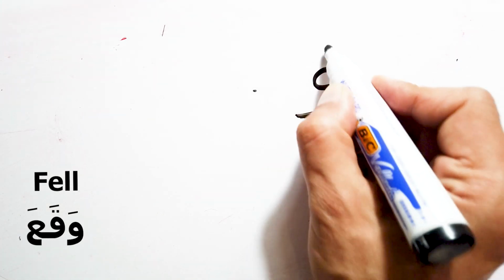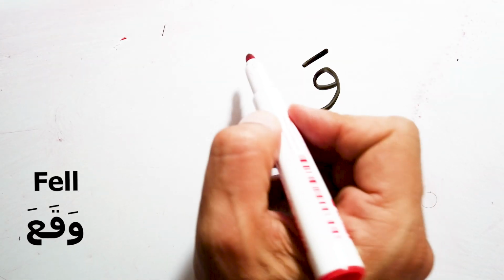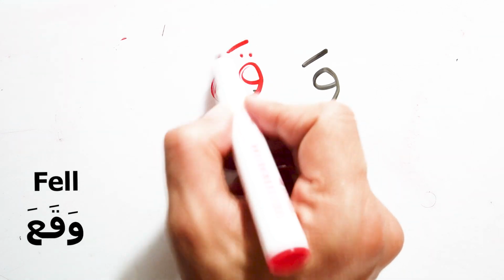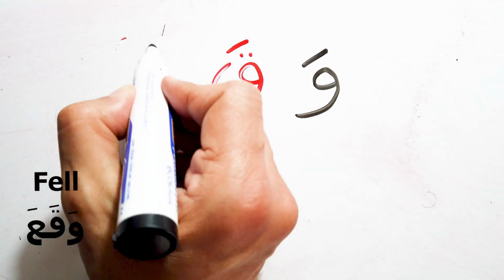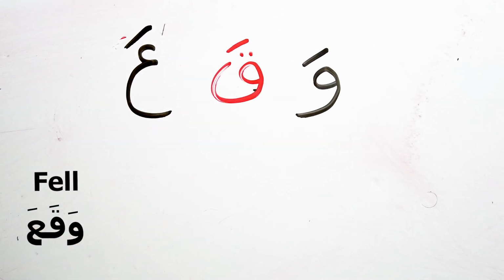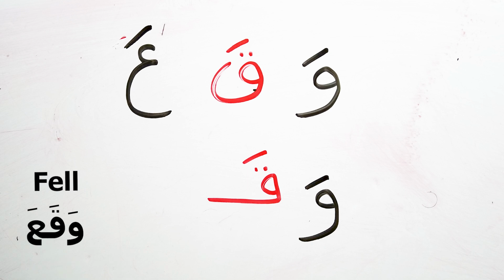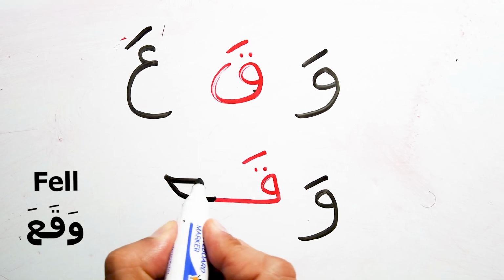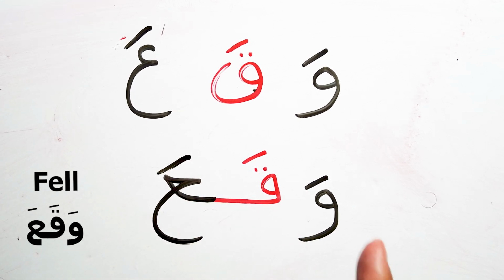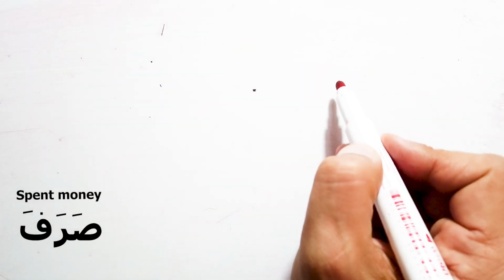وقع. و, قا. و in the beginning of the word. قا in the middle. And finally we have ع. Let's read. وقع. صا, را, فا.